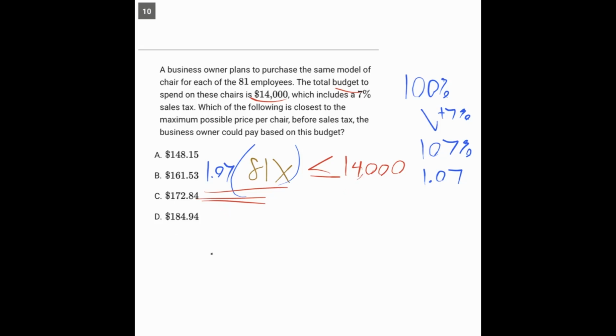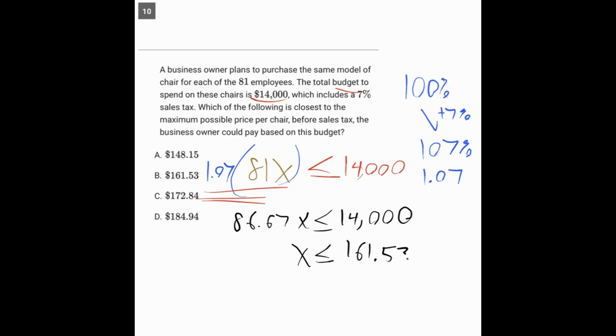Let's multiply the 1.07 times the 81 on the calculator. So 1.07 times 81 is 86.67. Divide by 86.67 on both sides. So 14,000 divided by 86.67 is 161.53 and some other decimals. But that matches answer choice B here.